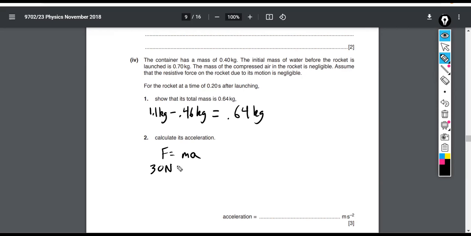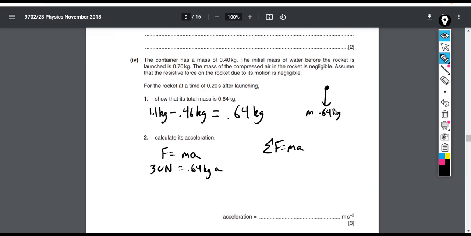Tempting to just go 30 equals 0.64 times a. But we have to remember that this equation is really the net force. The sum of the forces equals mass times acceleration. So we've got a rocket here. For a rocket, let's just approximate it as a point in space. And the rocket has a total mass of 0.64 kilograms.